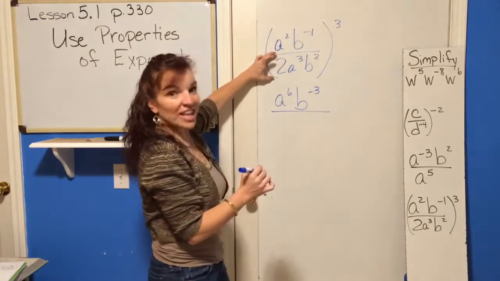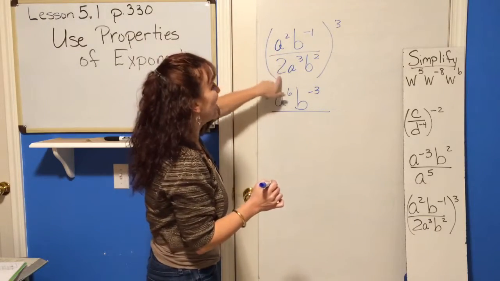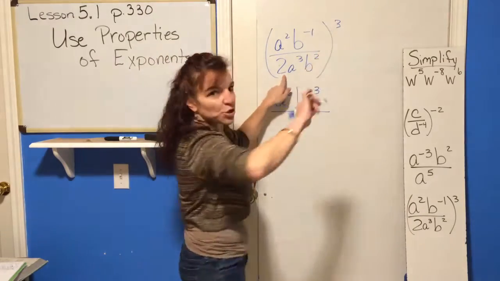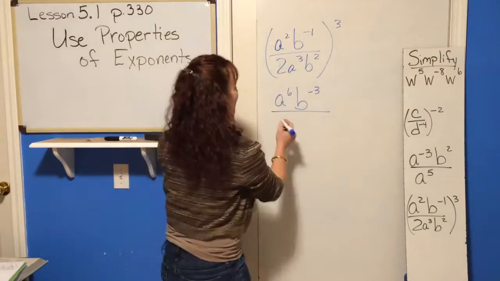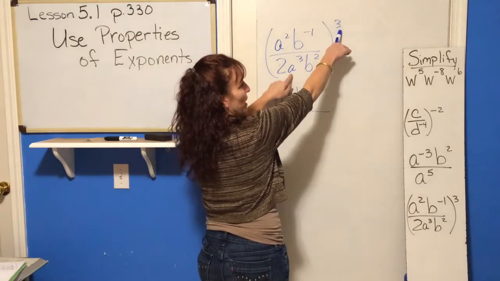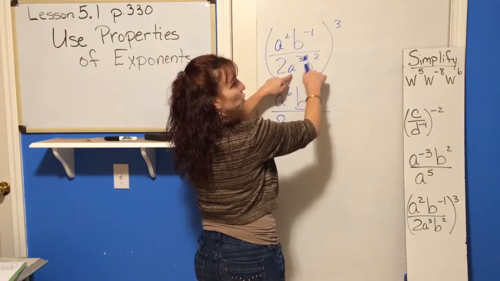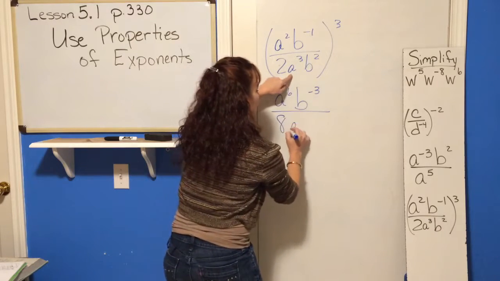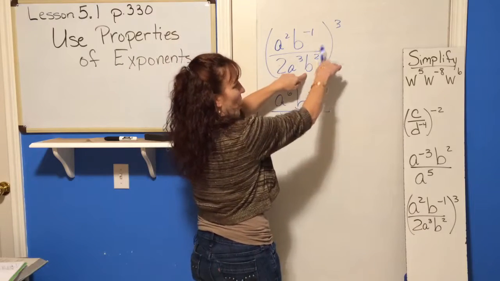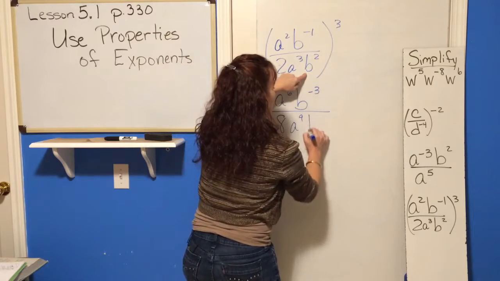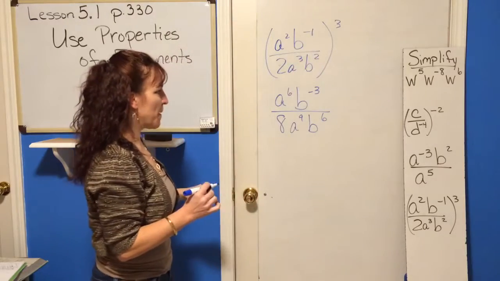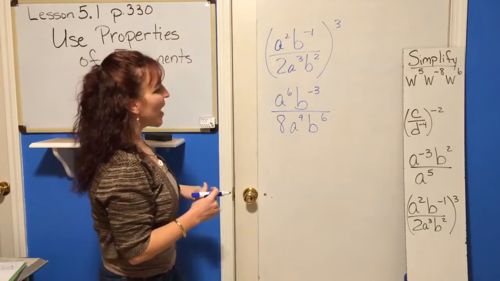Now remember, everything on the bottom gets the power, including your whole number. So 2 to the third power, not 2 times 3. 2 to the third power is 8. A to the third power raised to the third power is going to be a to the 3 times 3, which is a to the 9th. And b squared to the third power is going to be b to the 6th power, because you take the 2 times 3. Now we can simplify.